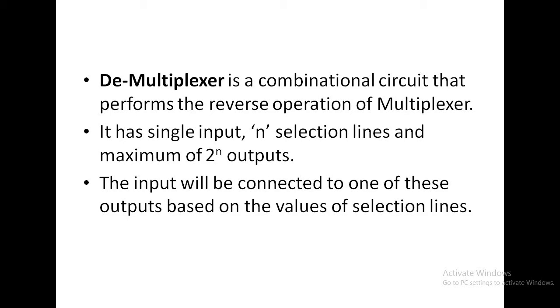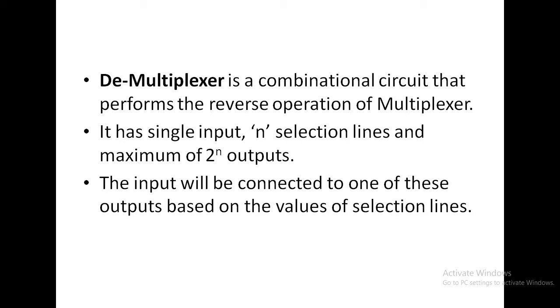In case of demultiplexer, n selection lines are present, and depending upon these n selection lines, 2 to the power n output lines are present. For example, if in a demultiplexer 2 selector lines are there, automatically 2 to the power 2, that is 4 output lines are present. If 3 selection lines are present, then 2 to the power 3, 8 output lines are present. If 4 selection lines are there, 16 output lines are present, 2 to the power 4.